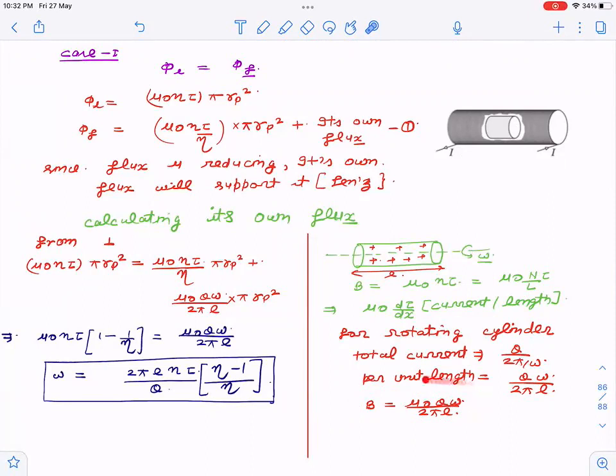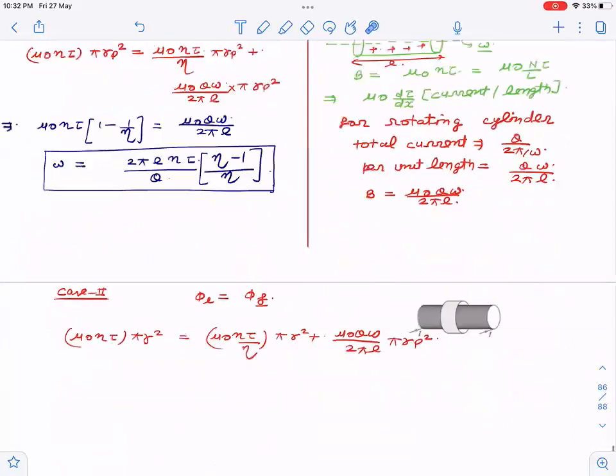Fine. This has to make up for the flux which is gone, which is reduced due to the reduction of current. That is why there is a plus sign. That is obvious because of Faraday's law and Lenz's law, you can understand. So I have written this: since flux is reducing, its own flux will support it. Lenz's law: it opposes a change. So that's it. Now in this pi rp square you can cancel, and if you solve, you get omega as this. This is the answer of the first question.